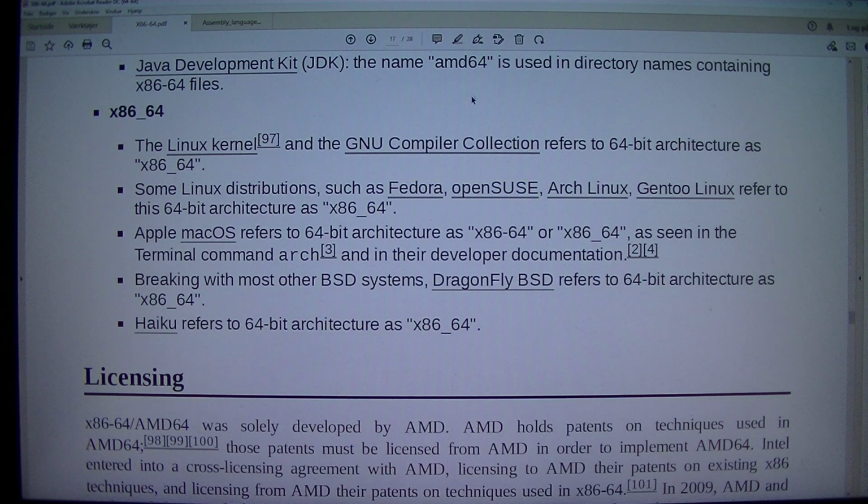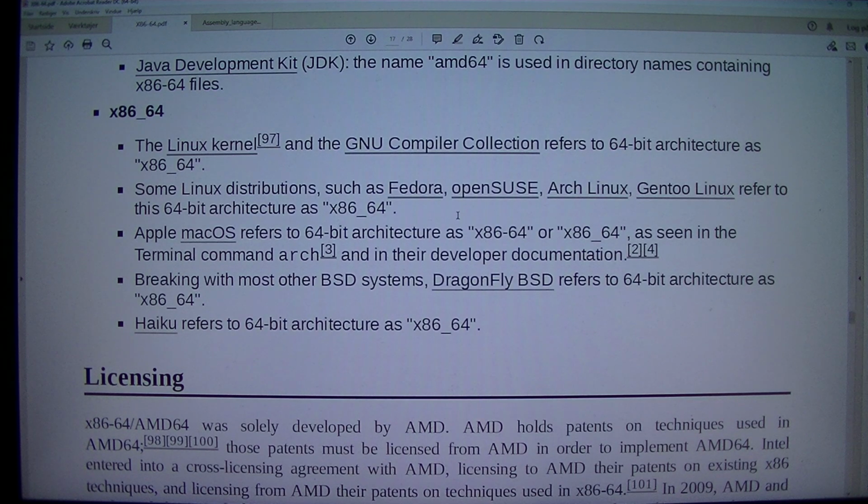The Linux kernel and the GNU Compiler Collection refer to the 64-bit architecture as x86-64. Some Linux distributions, such as Fedora, openSUSE, Arch Linux, and Gentoo Linux, refer to this 64-bit architecture as x86-64. Apple macOS refers to the 64-bit architecture as x86_64 or x86-64, as seen in the terminal command arch and in their developer documentation.